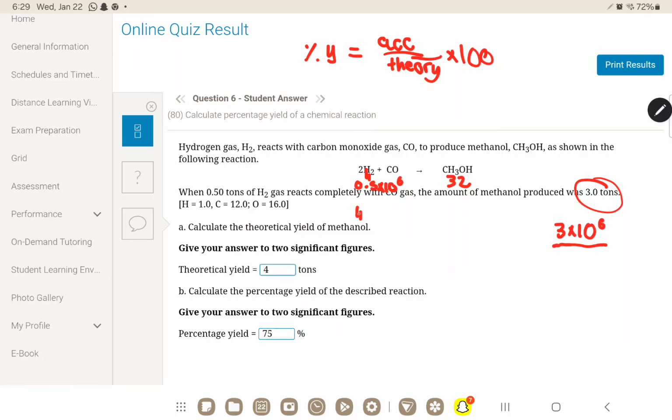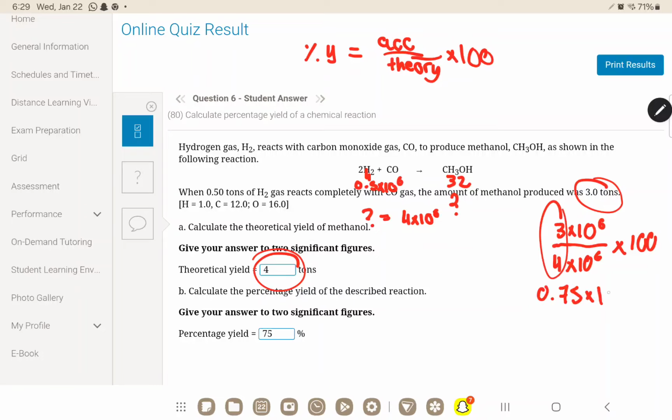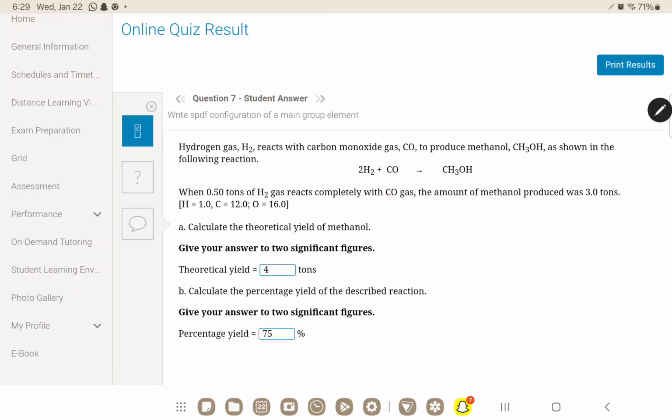So here you have a question mark, by the way. Question mark equals 4 times 10 power 6, which in tons is, remove the times 10 power 6, 4. But that is your theoretical yield. So we're going to put this times 100 to get your answer. 3 over 4. The times 10 power 6s are going to cancel out. 3 over 4 will give you 0.75 times 100, which is 75%. That's it. Let's move on.